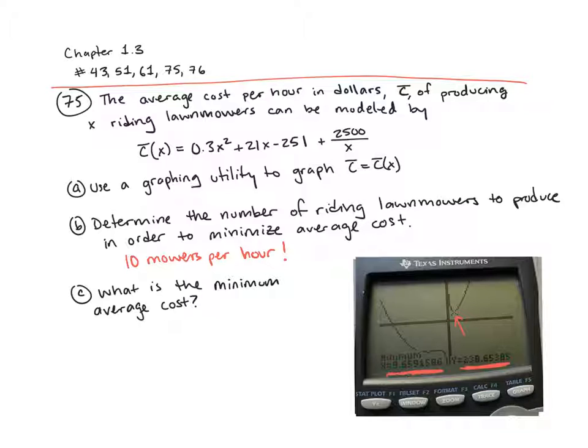Yay! And then the next says, what is the minimum average cost? So then that's asking for our output, which is the y value, 238.653. So I am going to say at the minimum, let's just round it up to $239. Voila, there we go, done. Okay, let's do 76 real quick, which I'm pretty sure is very similar to this one, and then we'll be done with 1.3.